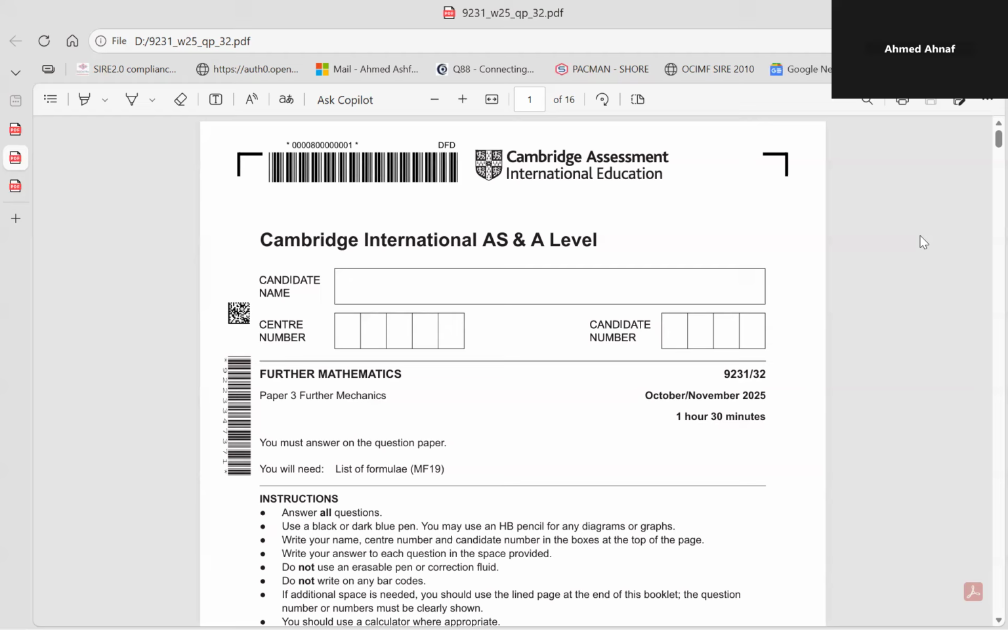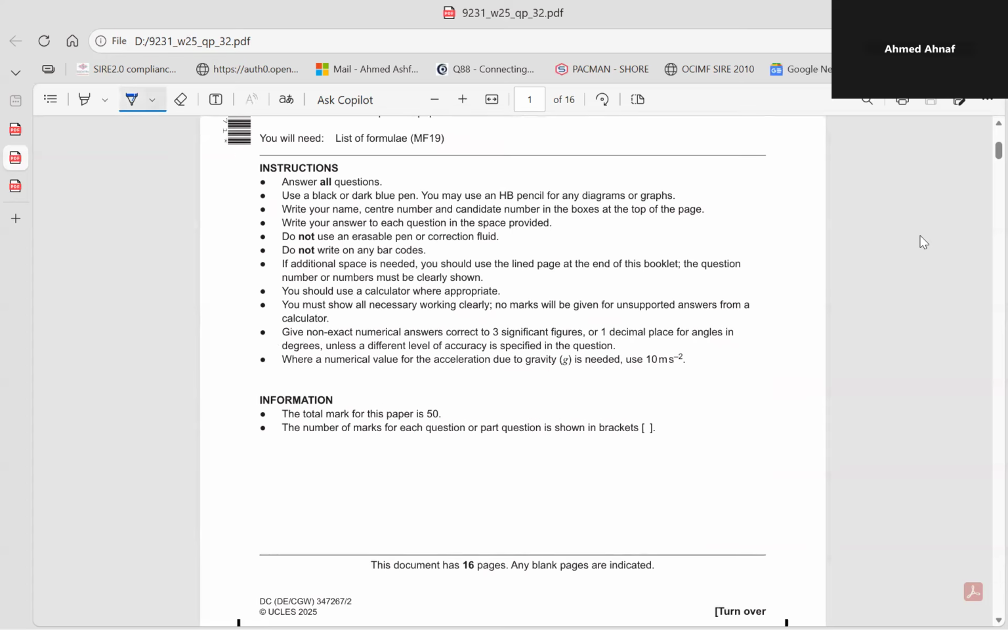And yeah, so today we're going to be solving A-level further maths 9231, paper 32, further mechanics, October/November 2025. This paper is 1 hour 30 minutes long, so we will try to finish within that time limit. So without further ado, let's get started.